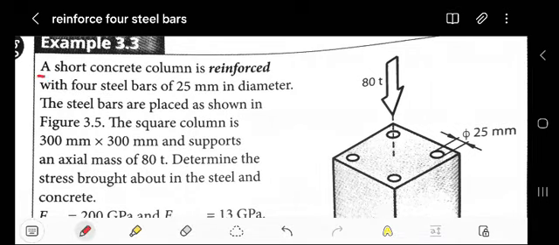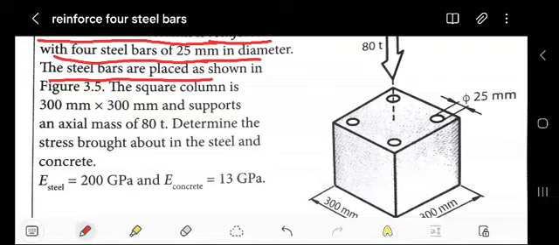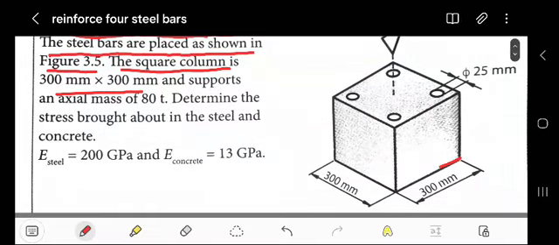They say here we have a short concrete column. It is reinforced with 4 steel bars of diameter, do you see that diameter there, which is 25 millimeter in diameter? The steel bars are placed as shown in figure 3.5 here. We see the square column at the bottom there. If I can show it by hidden detail, as you can see there, and it supports the axial mass of this.